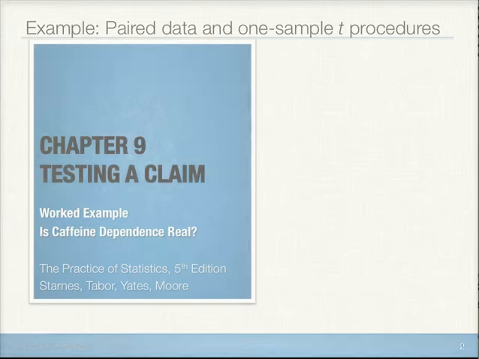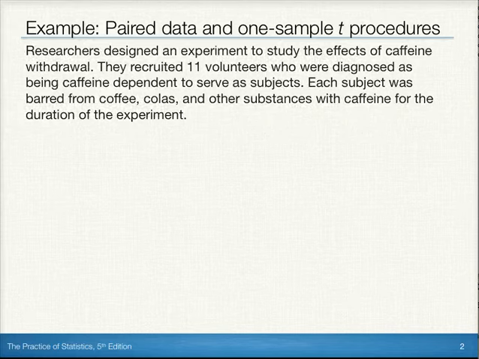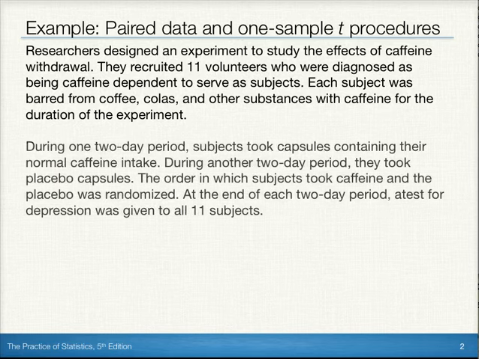Let's take a look at paired data and one-sample T procedures. Researchers designed an experiment to study the effects of caffeine withdrawal. They recruited 11 volunteers who were diagnosed as being caffeine dependent to serve as subjects. Each subject was barred from coffee, colas, and other substances with caffeine for the duration of the experiment.